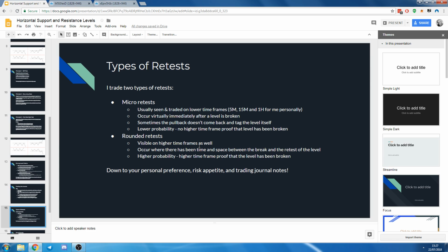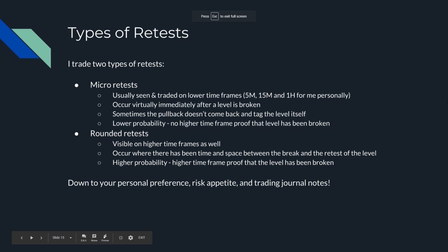And that brings us to rounded retest, and these are visible on higher time frames, and they occur where there has been time and space between the break and the retest. And for that reason, as I mentioned here, they are higher probability because you've got higher time frame proof that the level has been broken, and then we can more safely assume that the level has flipped.